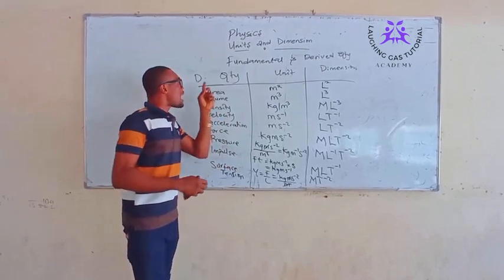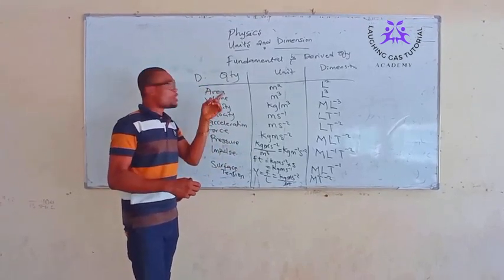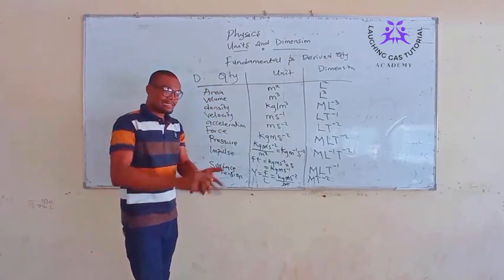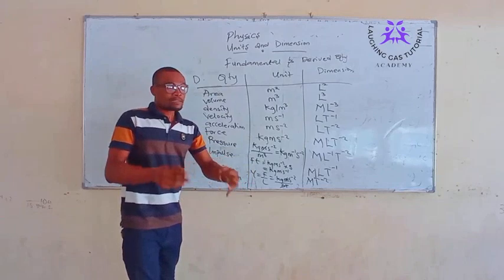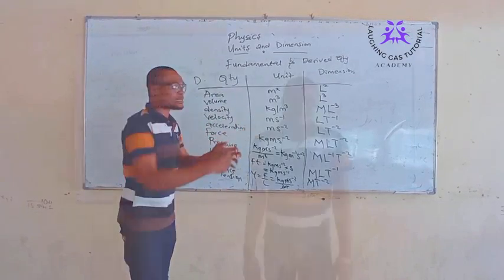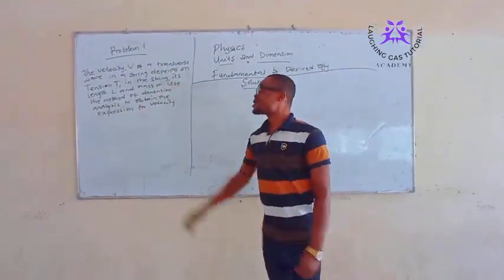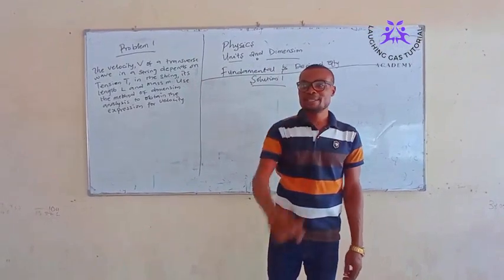So we are going to see how we use this to derive mathematical relations, because one of the advantages or merits of derived quantities is that it helps to provide the relationship between physical quantities. Alright, so let us look at an interesting problem.